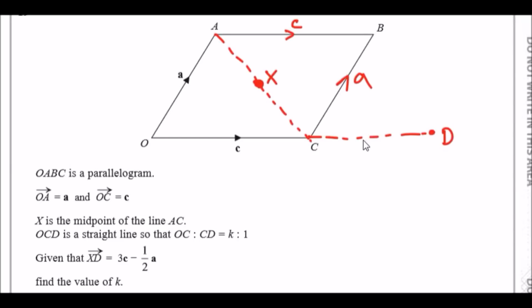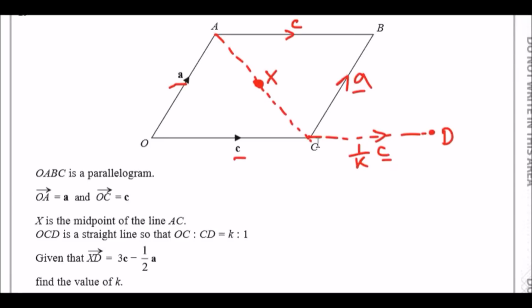So what does this ratio mean? Suppose it said 2 to 1. This would mean that O to C is twice the length of C to D. But what this means here is that O to C is k times bigger than C to D. This means that C to D is k times smaller. So we can say this vector is 1/k of c. If you haven't understood this, just write a comment below and we can discuss it. Okay, so far so good.